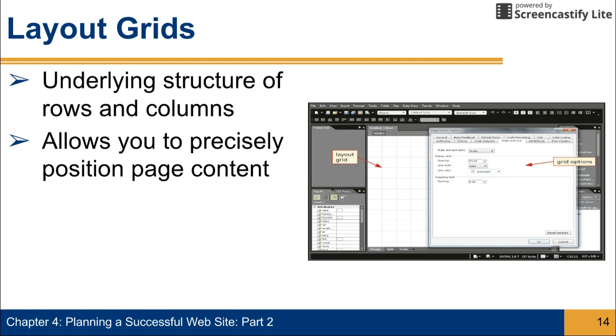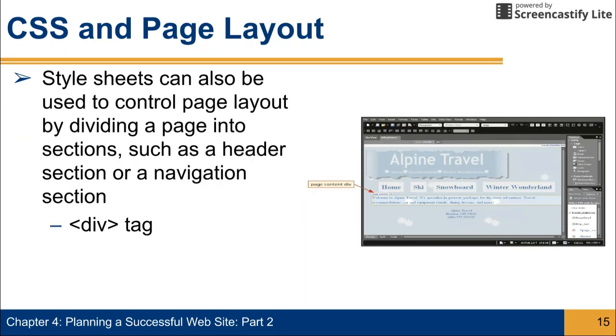And some designers use what's called a layout grid to help with this. It's an underlying structure of rows and columns. You know where those rows and columns intersect is called a cell. It allows you to precisely position page content. And you can draw this on paper when you're planning your site, or you can even create a grid in your editors. And then you get into the CSS and page layout.